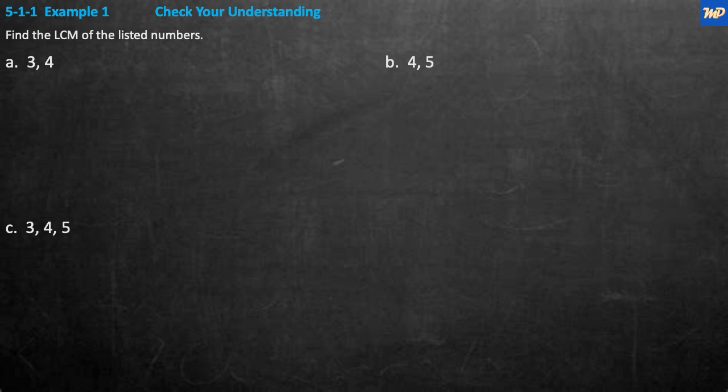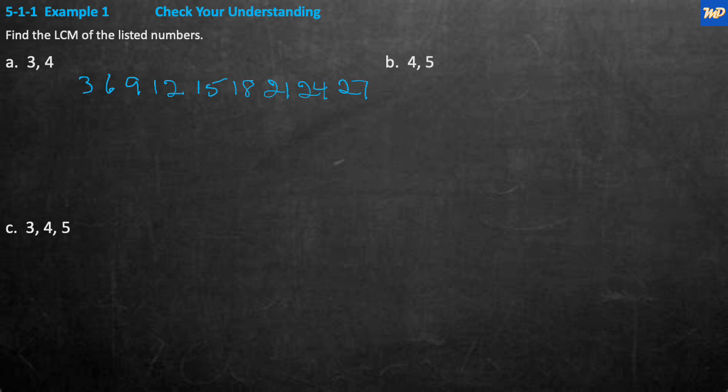Okay, I'm assuming now that you've stopped the video, if you intended to, and we're ready to do them together, so let's get started. For problem A, we have 3 and 4, so we're going to start with 3. We're going to say 3, 6, 9, 12, 15, 18, 21, 24, 27. Let's see if that's far enough. Hopefully it's far enough.